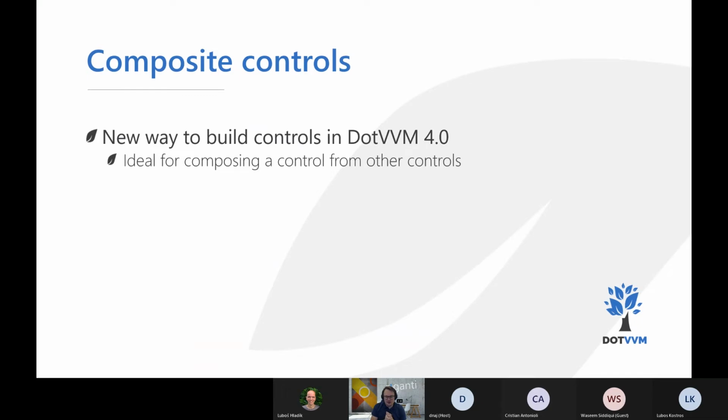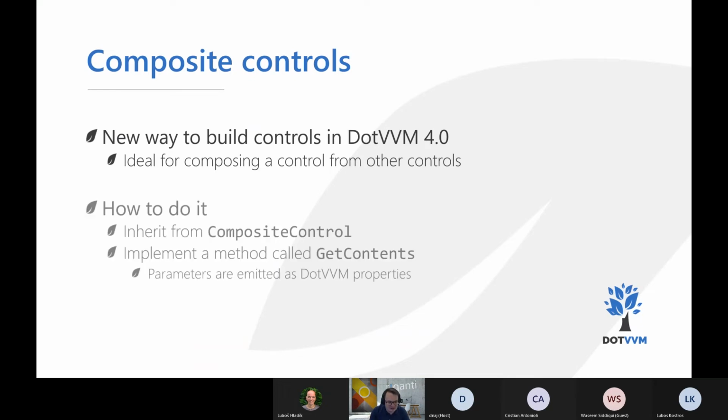Basically, these components are called composite because typically you are composing these controls from some other controls. So if you just need to build a control which consists of 3 or 4 other components which already exist, then this way is the easiest, I think. Basically there are 2 things you need to do. First, you need to inherit from a class called CompositeControl, which is new to DotVVM 4.0. And then there is some bad thing because it's based just on convention. You need to implement a method which is called GetContents, and the name is really important. It has to be GetContents, so you shouldn't make a typo here.